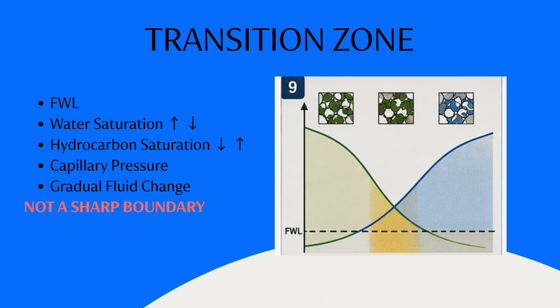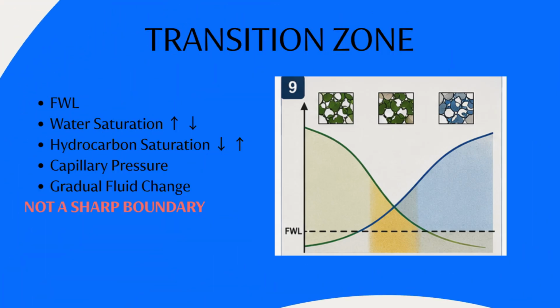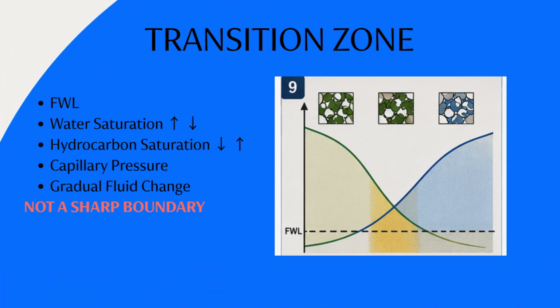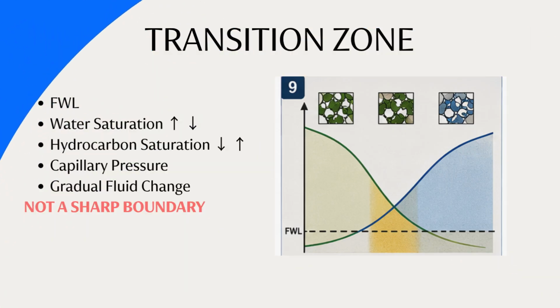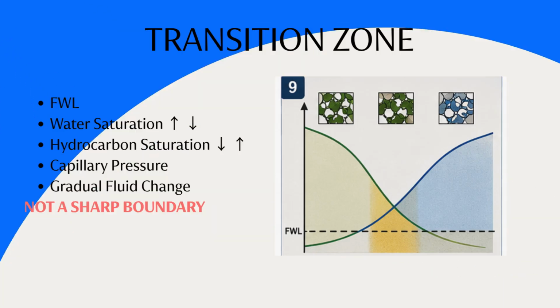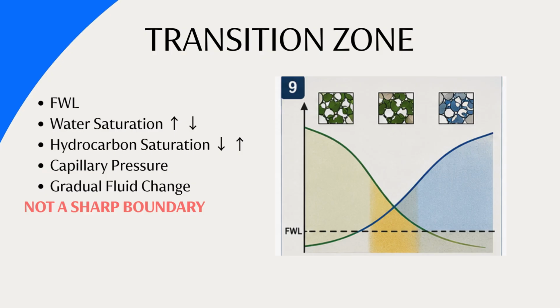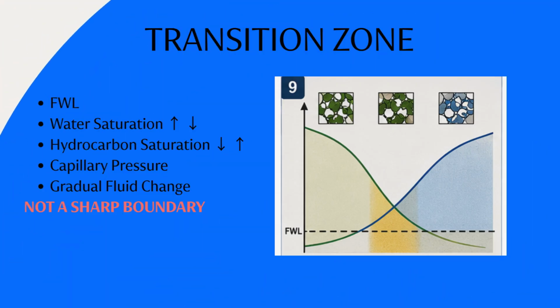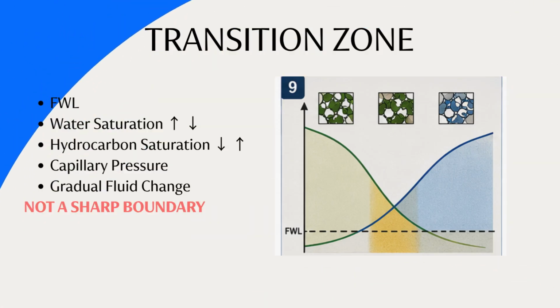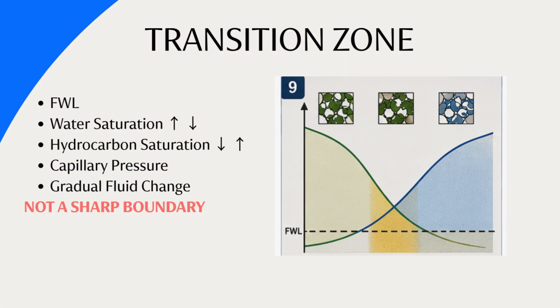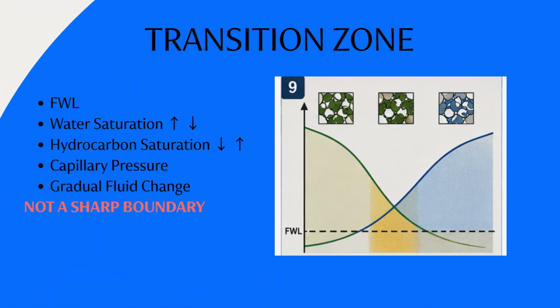In the reservoir, water saturation gradually increases as we move downward, and at the same time hydrocarbon saturation gradually decreases. Why does this happen? One important reason is maybe capillary pressure. Remember our first part, we talked about tiny pores and capillary forces. These forces can hold water inside the rock. So the transition zone is basically a region where water and hydrocarbon saturation change gradually.